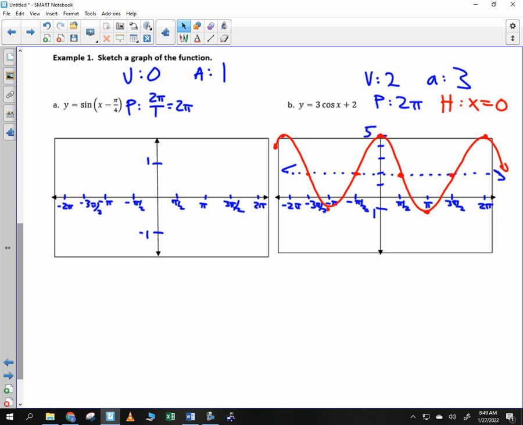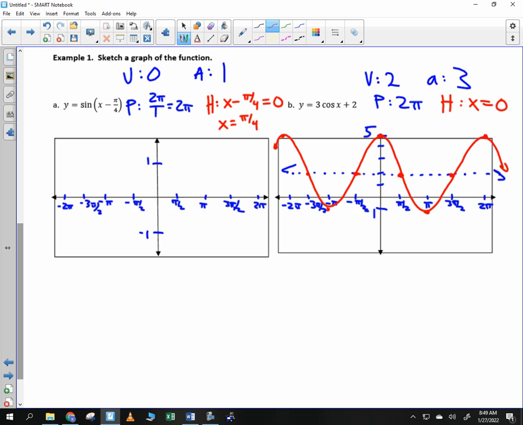So at this point, there is a horizontal shift. In order to determine the horizontal shift, I solve that equal to 0. X minus pi over 4 is equal to 0. What would we do to solve for x in that situation? Add pi over 4. So you get x is equal to pi over 4. Pi over 4 is the horizontal shift.